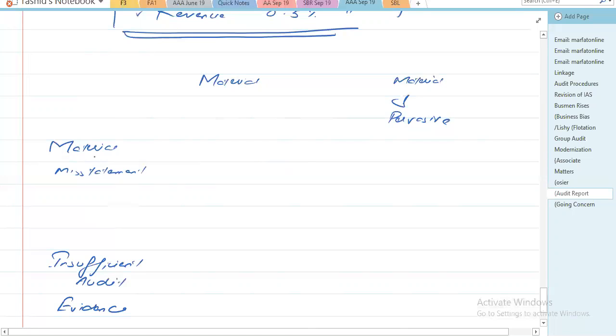So if there is a material misstatement and the fact is material, something is not according to the standard, and that is a particular balance or balances, for example, inventory is not correctly recorded at the correct NRV. So only inventory is affected. So what should be your opinion? Qualified. That except for the inventory, the rest of the financial statement gives a true and fair view.